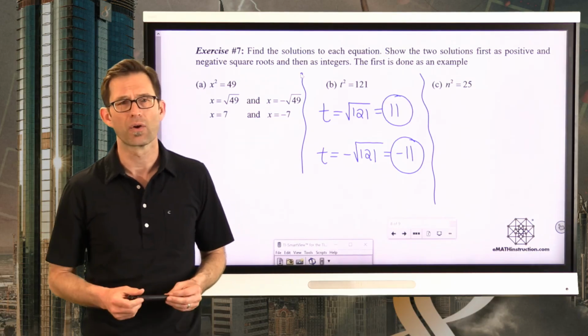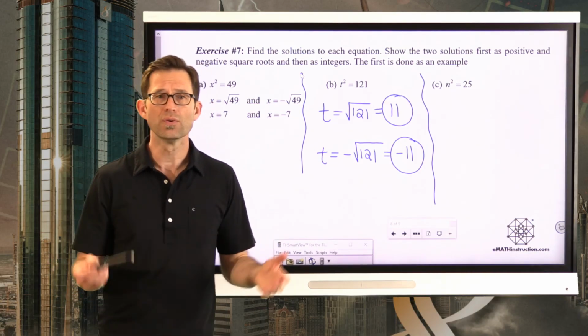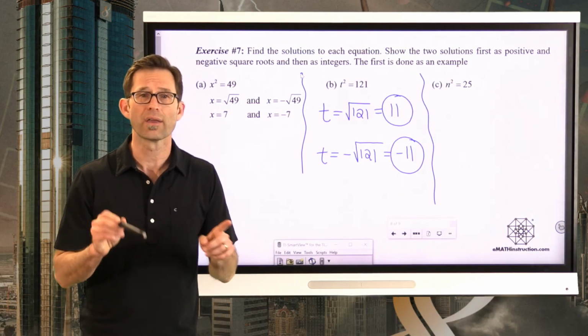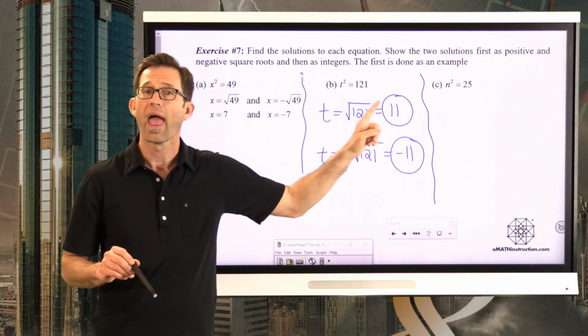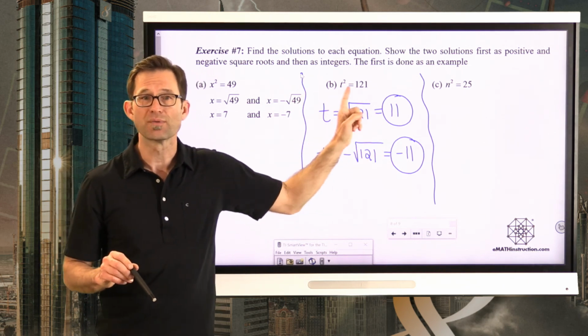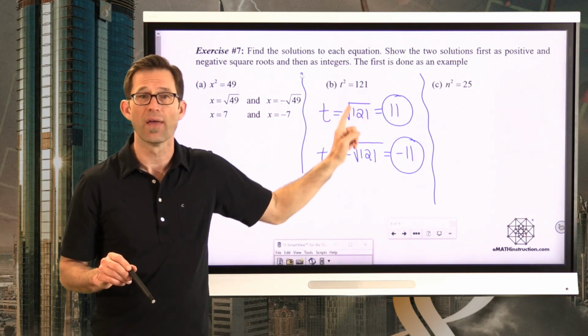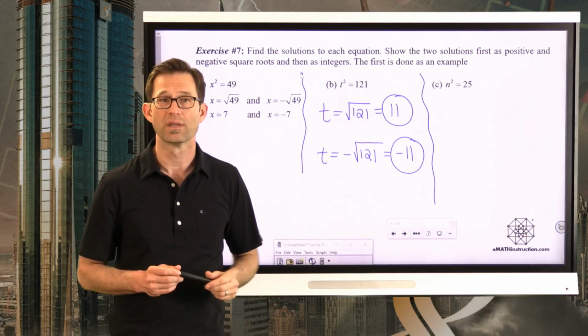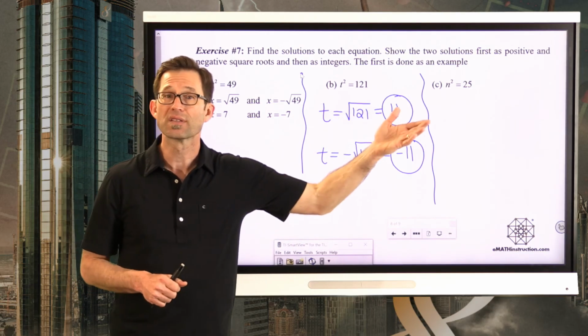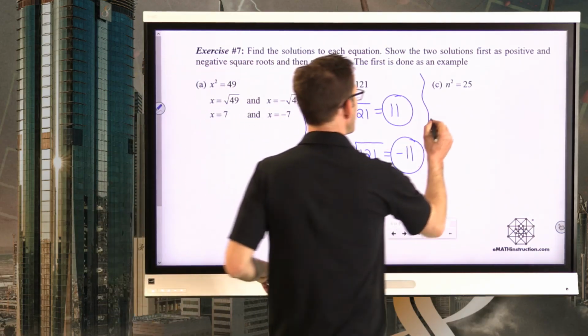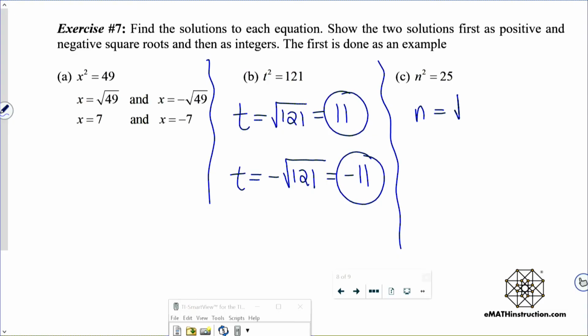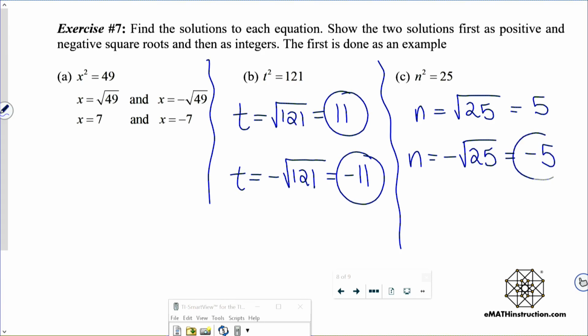Never ever forget that about equations. When you're finding solutions to equations, you're looking for the values that make the equation true. And both of these numbers, when substituted in for t in this equation and then squared, will give me positive 121. In this case, I've got n squared equals 25, so one solution will be the square root of 25, and that's 5. And the other one will be the negative square root of 25, and that'll be negative 5.